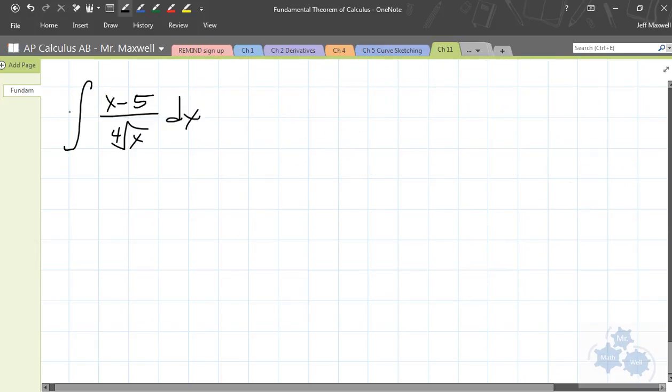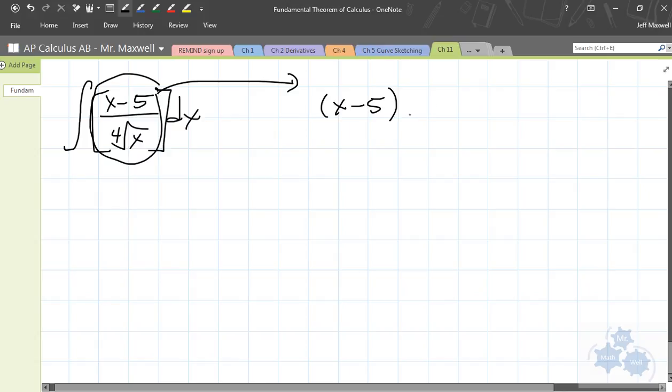Okay, so here's an example where we're looking for the indefinite integral of this function right here. The integral of x minus 5 over the 4th root of x dx. And so what we want to do is find the antiderivative of this function. Now this looks a little confusing with the 4th root of x, but basically we can take this and rewrite it. And that's what I'm going to do. What if we did this?